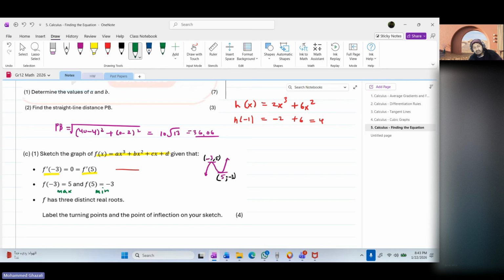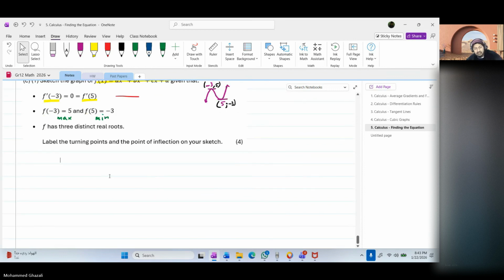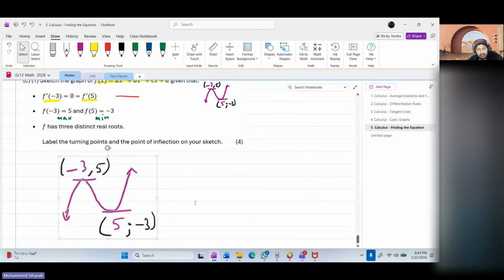So there, I kind of have a cubic function. F has 3 distinct real roots. Label the turning points and the point of inflection on your sketch. So I can just draw this cubic function here now. I'll see, kind of like using a cheat method. I'm going to take the same thing, right? Paste it here and just expand this. So see what I'm doing now. There's my cubic function. And I'm going to draw, it has 3 distinct roots, that cubic function.